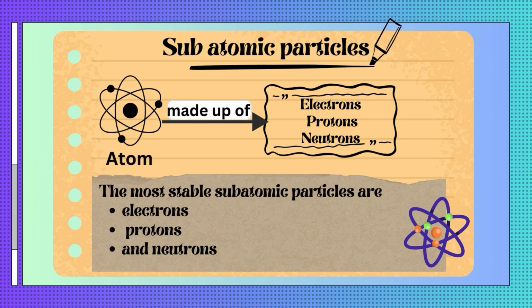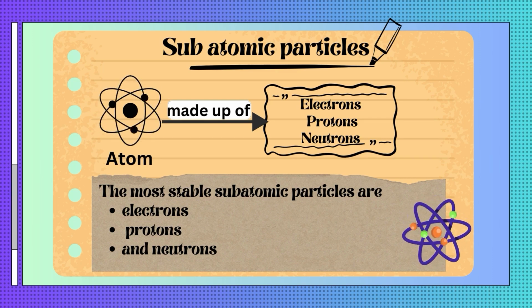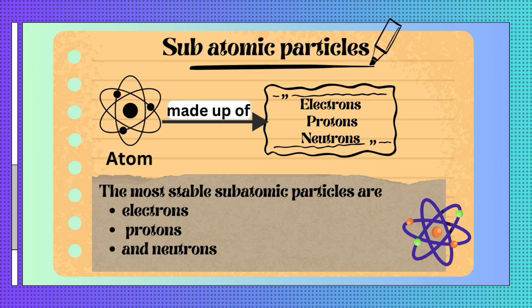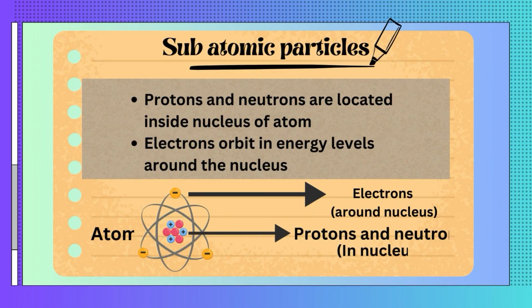Subatomic particles. Diagram shows that a single atom is made up of most stable subatomic particles. These particles are electrons, protons, and neutrons. Location of subatomic particles. Protons and neutrons are located inside nucleus of atom, and electrons orbit in energy levels around the nucleus. Below diagram is showing the correct location of subatomic particles.